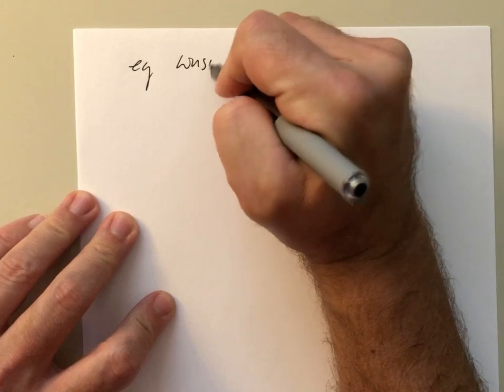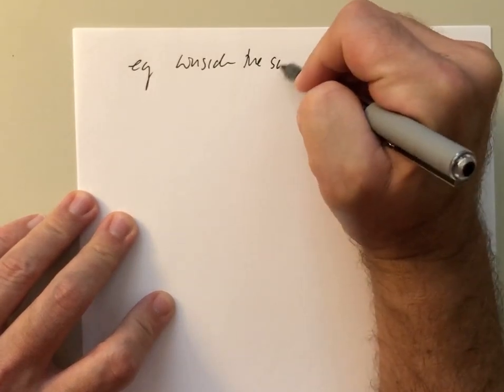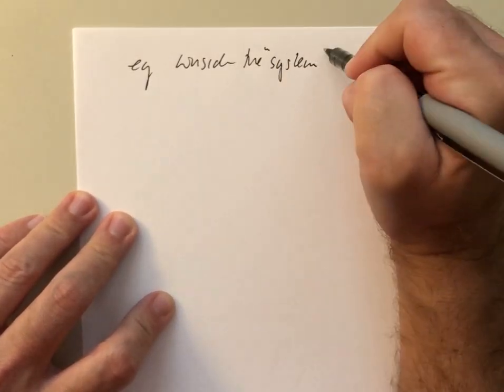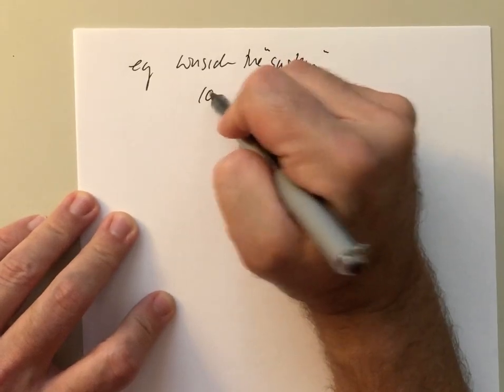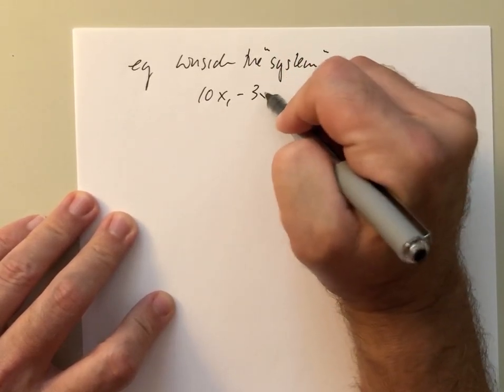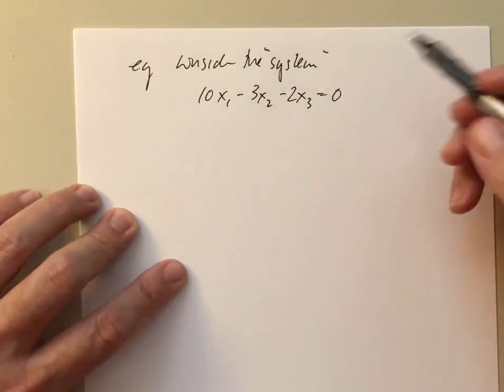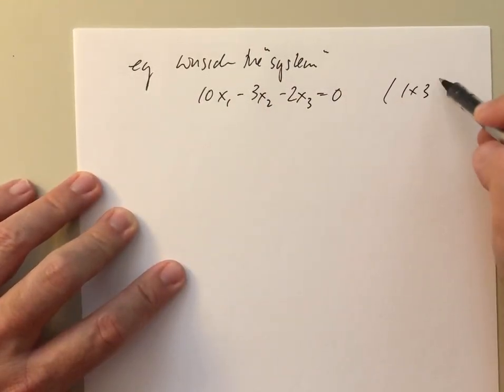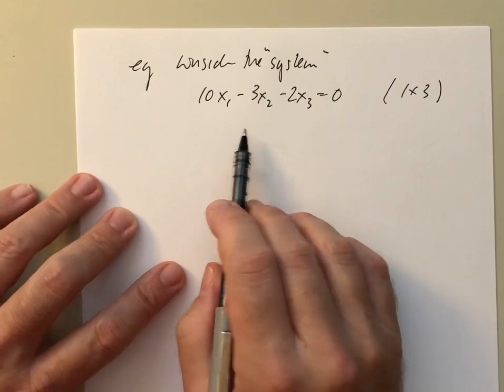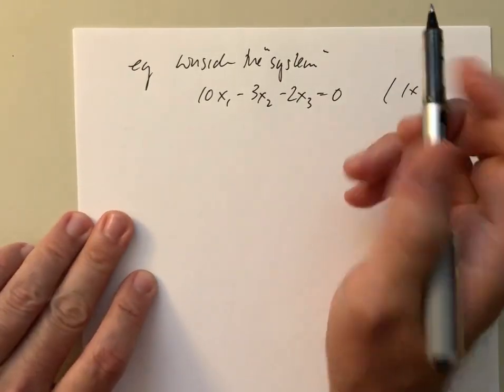Let's consider this system. I'll put this in quotes. It's going to be just one equation. So this is a 1 by 3 homogeneous system. There's only one equation, 3 unknowns. That's okay. You can have just one.